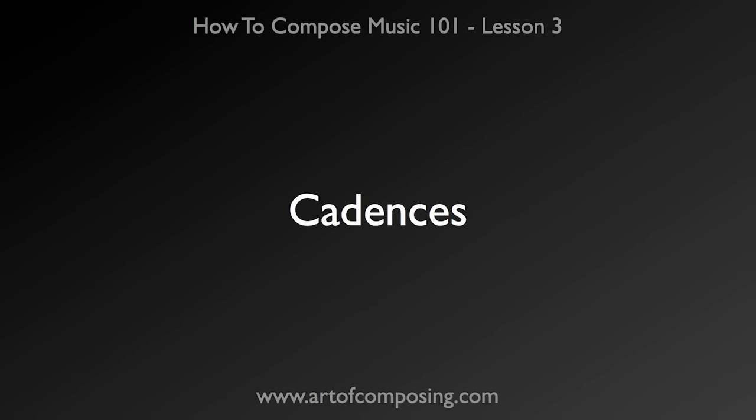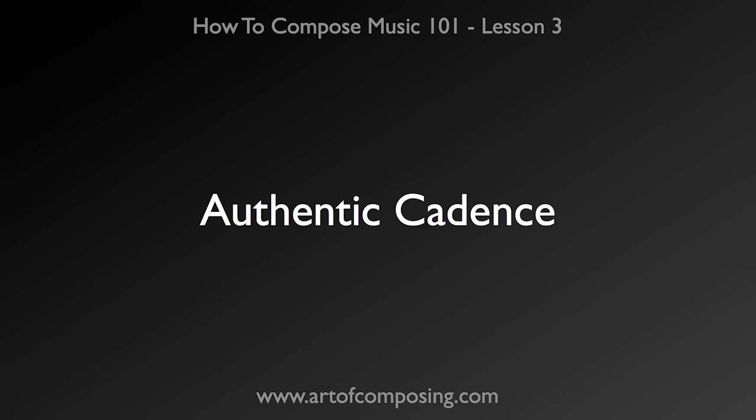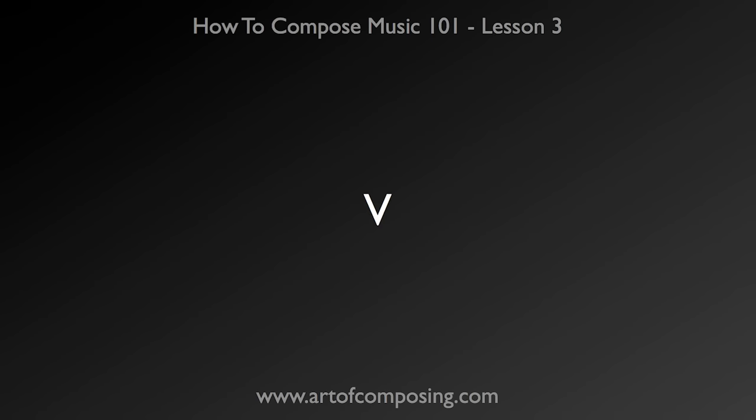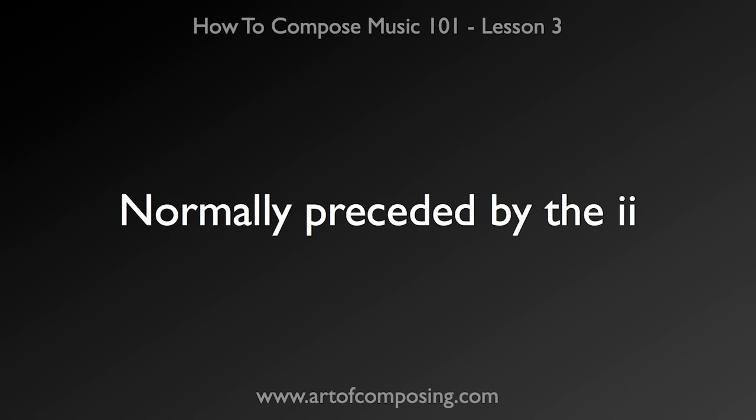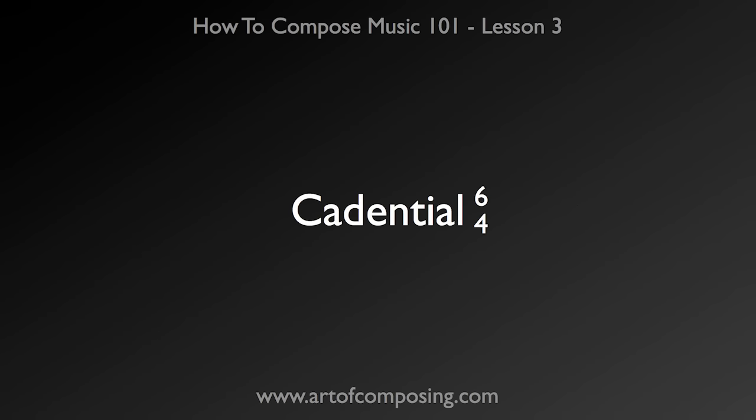There are several different types of cadences, but today we're only going to talk about the half cadence and the authentic cadence. The half cadence ends on a 5 chord. It's very rare to see a 5-7 chord. It also is normally preceded by a 2 chord in first inversion, or by something called a cadential 6-4.